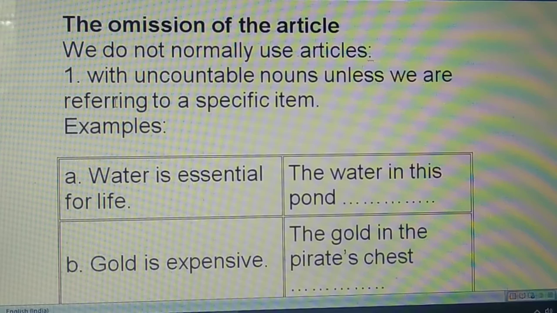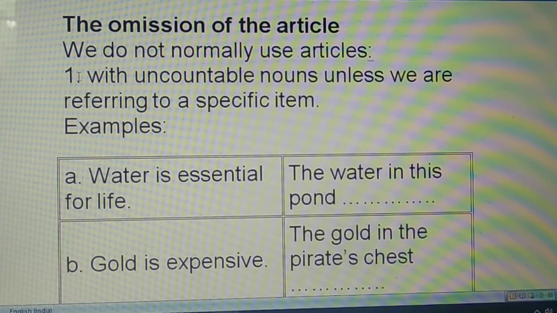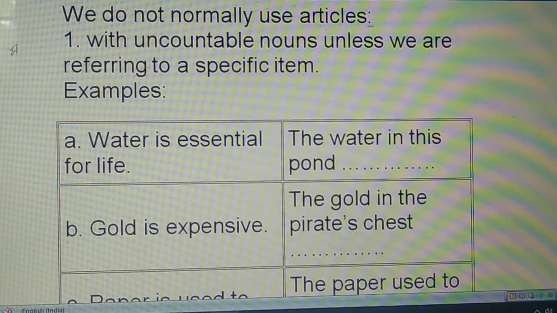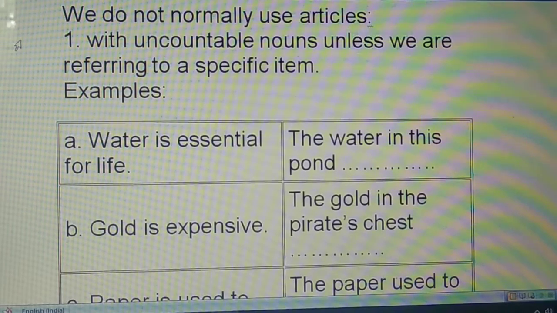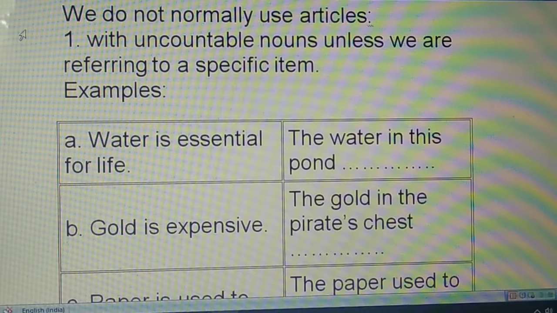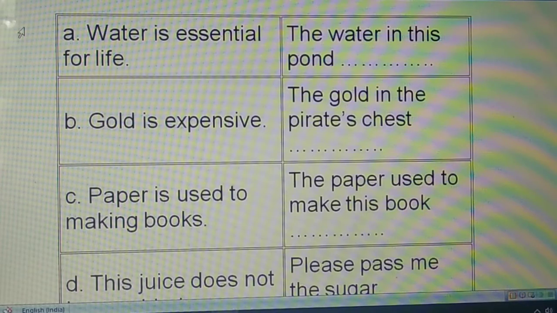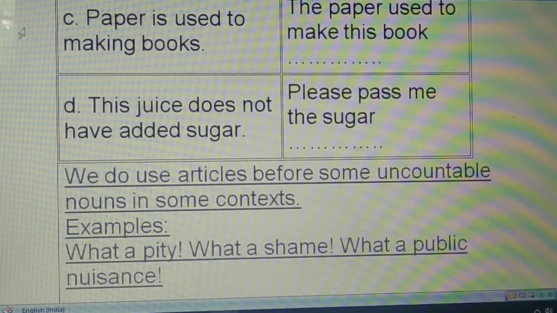Please check. So we have the omission of the article. We do not normally use articles with uncountable nouns unless we are referring to a specific item. Water is essential for life. The water in the pond. Gold is expensive. Paper is used for making books. The paper used to make the book. The juice does not have added sugar. Please pass me the sugar.